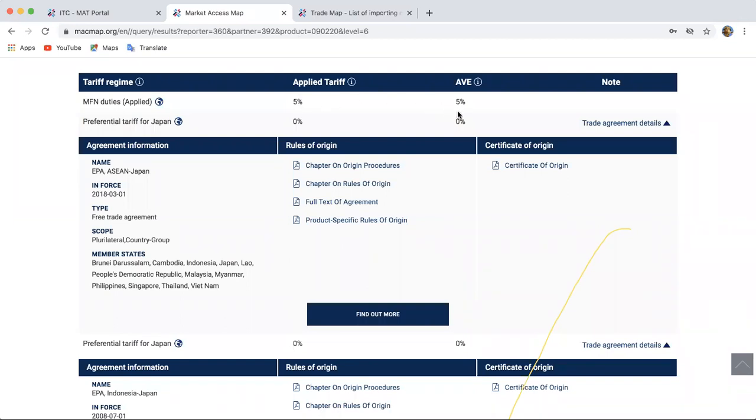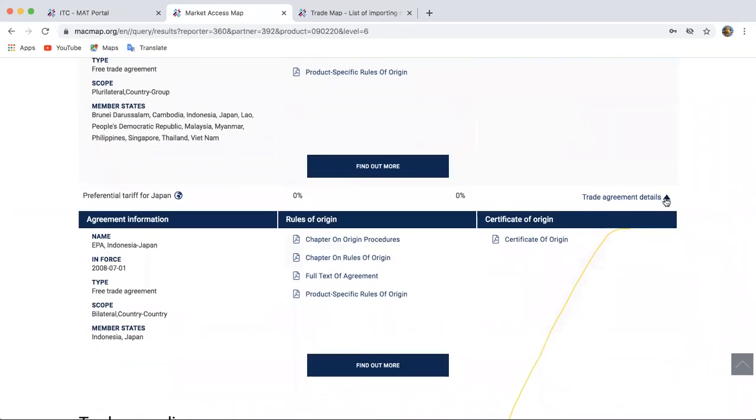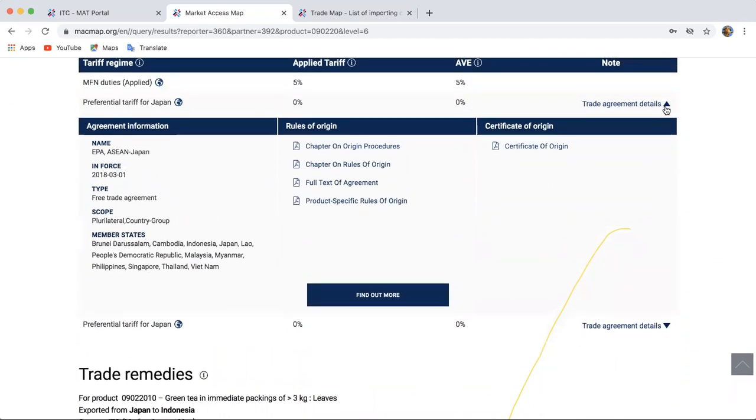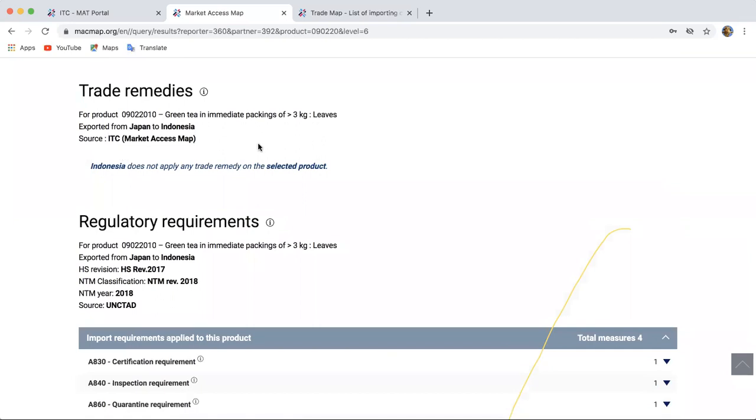So we calculated, for ease of understanding, an ad valorem equivalent in case there are different types of tariffs. But in this case, it will stay the same because the MFN duties as well as the preferential duty are already in a percentage. So the ad valorem equivalent is just repeated there. But I hope this is clear for everyone. So let me close these extra tabs like that. So you see that for this product, there are no trade remedies applied by Indonesia to Japan.